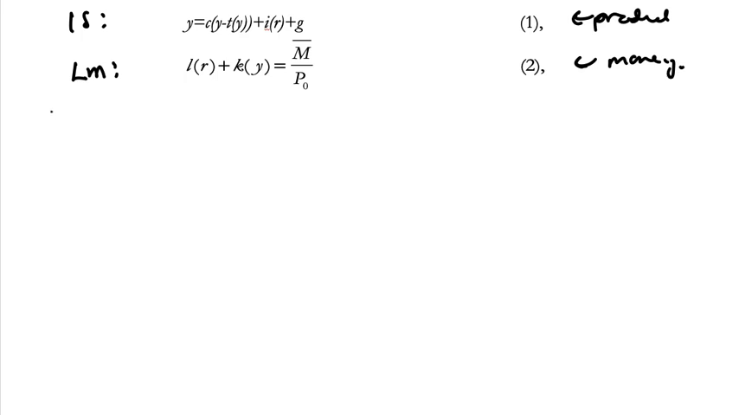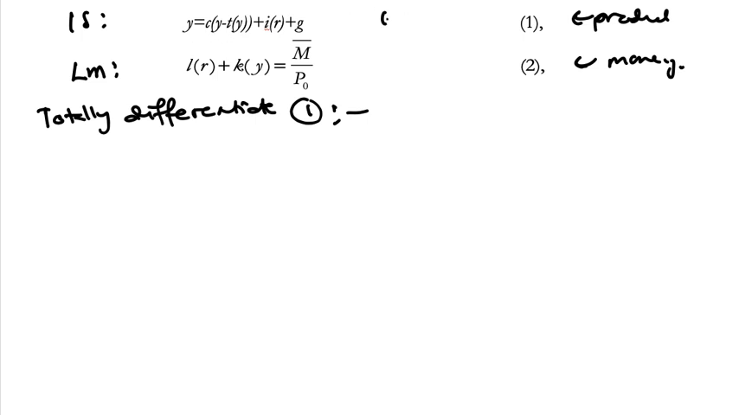Alright, so what do we need to do? We need to totally differentiate equation 1, the IS equation, then it yields something like this. But before I proceed, I forgot to tell you this very important thing. This time we have tax as a function of income. It's not a lump sum tax.